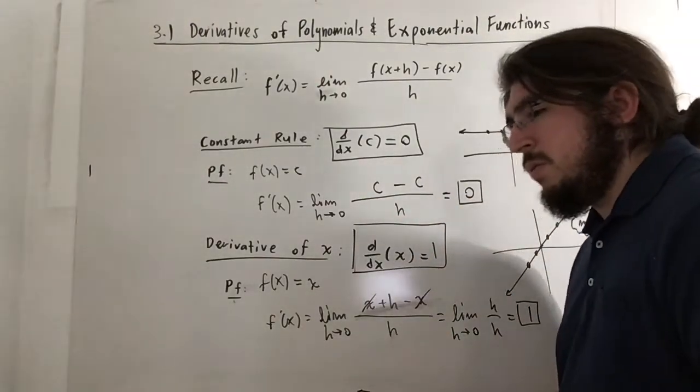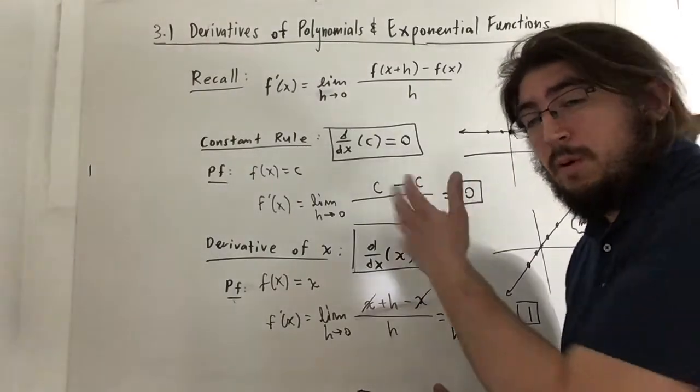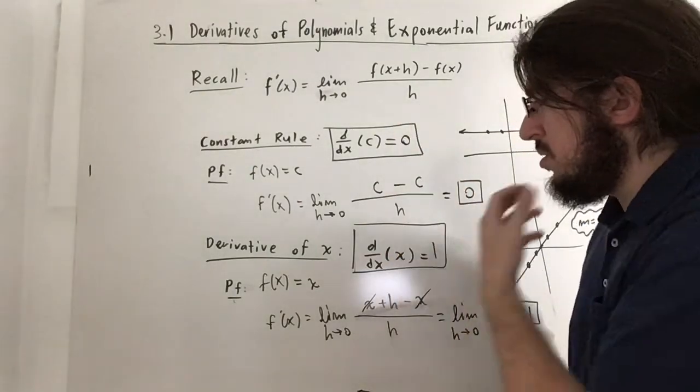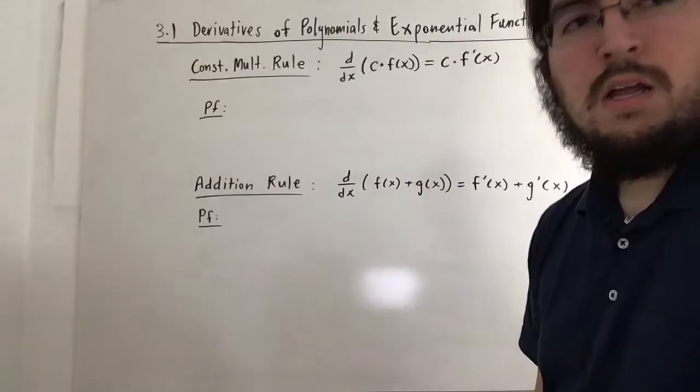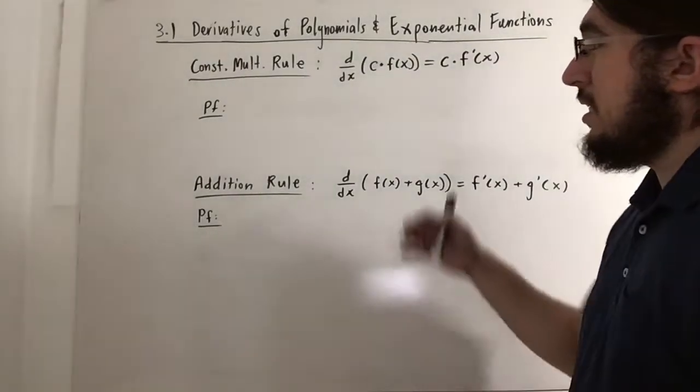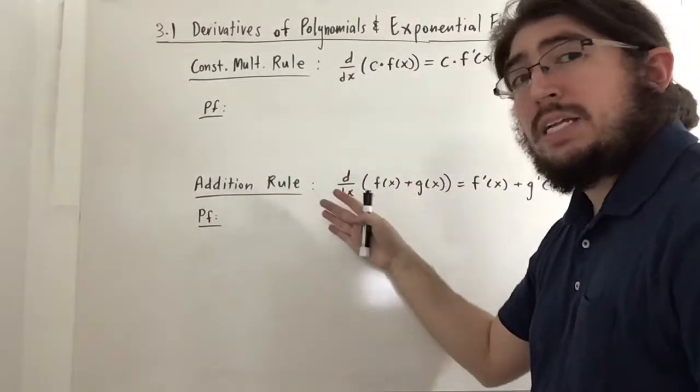So a lot of things we'll be doing in this section. Mainly we'll be doing what we've just done here, finding different rules for certain things, and we'll see a few more right now. Alright, so the next thing now to discuss is the constant multiple rule and the addition rule.